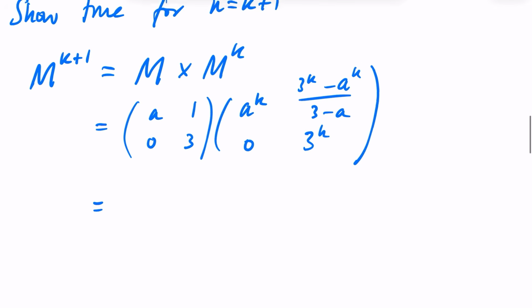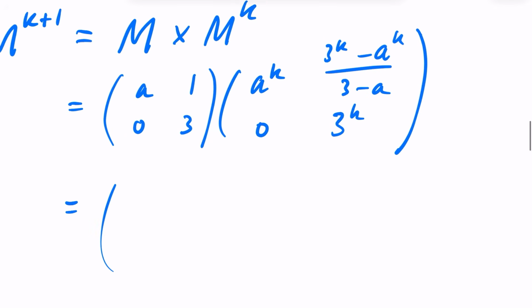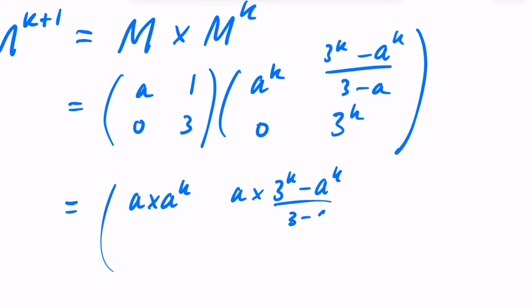So now we'll do some matrix multiplication, okay? We are going to do this times this. Well, that's just an a times a to the power of k. And then the complicated one is coming up. We're going to do these times these. So it's a multiplied by this, which is a multiplied by 3 to the power of k minus a to the power of k over 3 minus a, plus this one times this, which is 3 to the power of k.